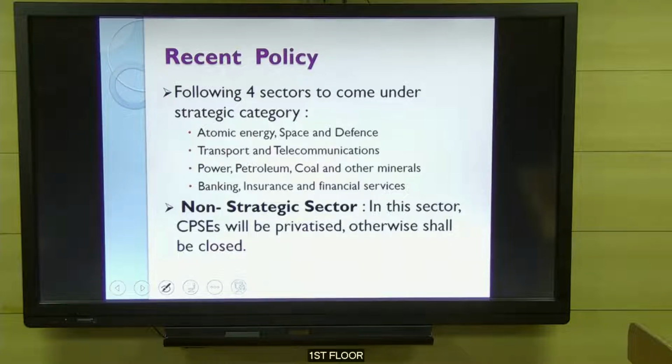Recent policy. Following 4 sectors to come under strategic category. Purely prelims angle, students: you memorize the 4 sectors. Atomic energy, space and defense. So these are the 4 sectors where the government will have the bare minimum presence, not the maximum presence.